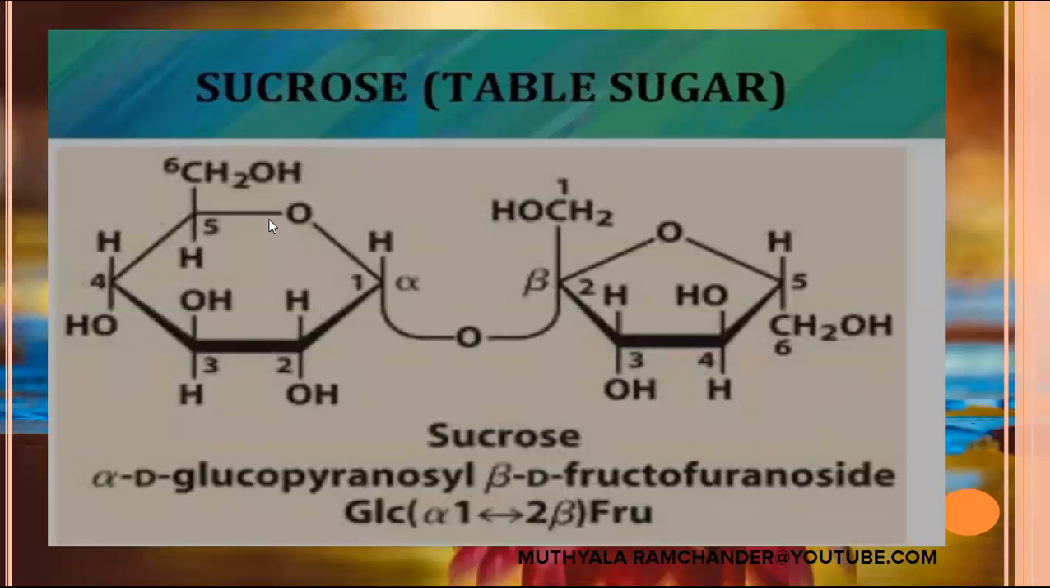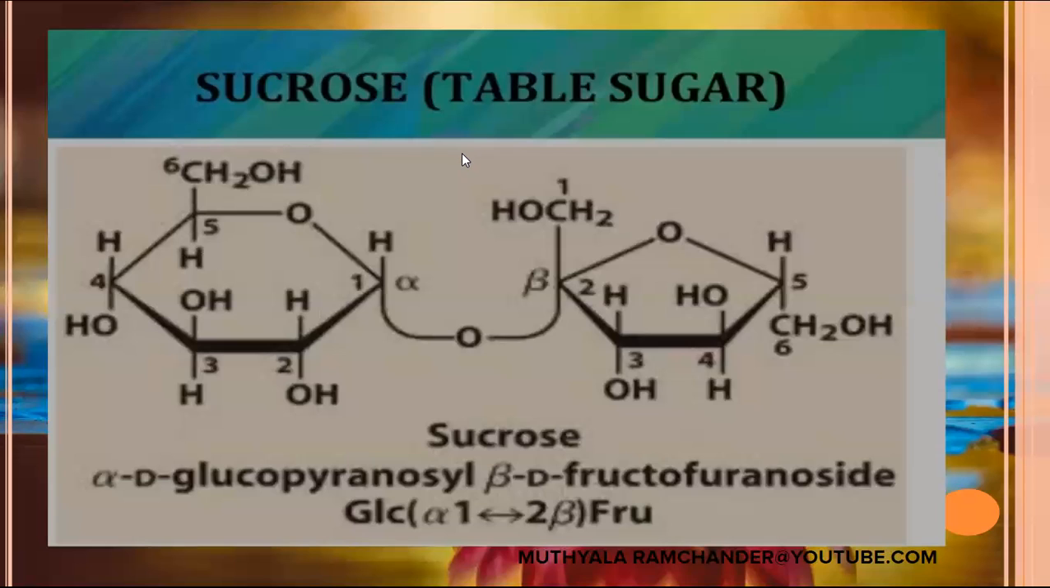Next one is sucrose. Sucrose is also called table sugar. In table sugar, alpha 1,2 glycosidic bonds are formed in the formation of sucrose. It is a disaccharide, commonly called cane sugar.